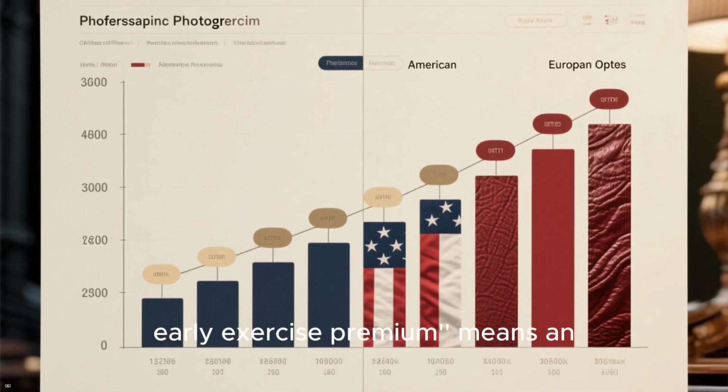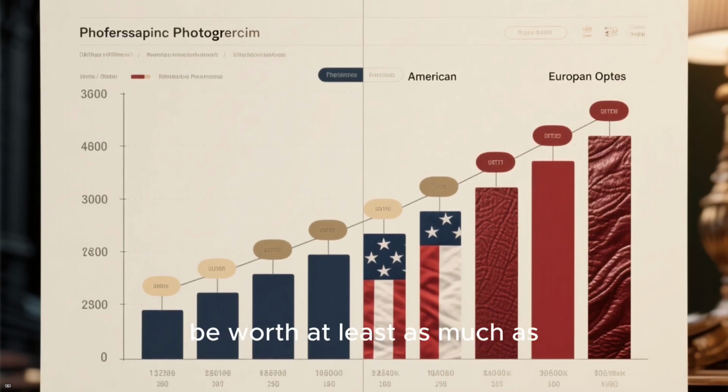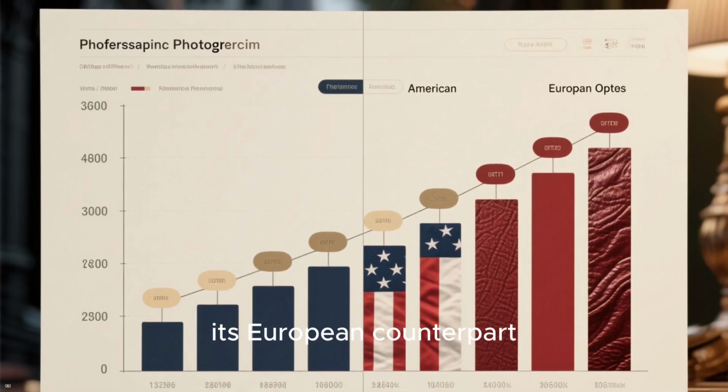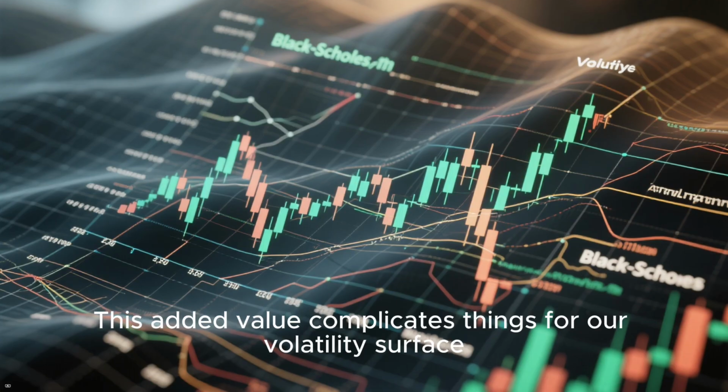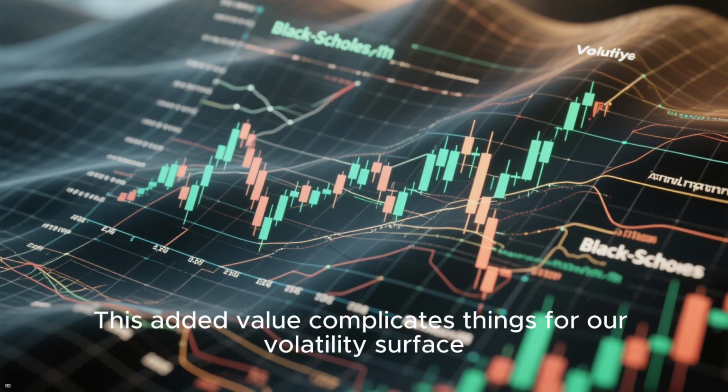This early exercise premium means an American option will almost always be worth at least as much as, and often more than, its European counterpart. This added value complicates things for our volatility surface.